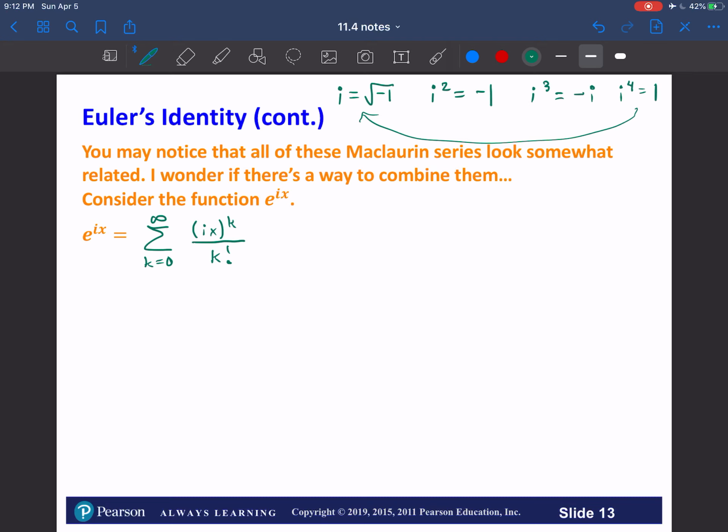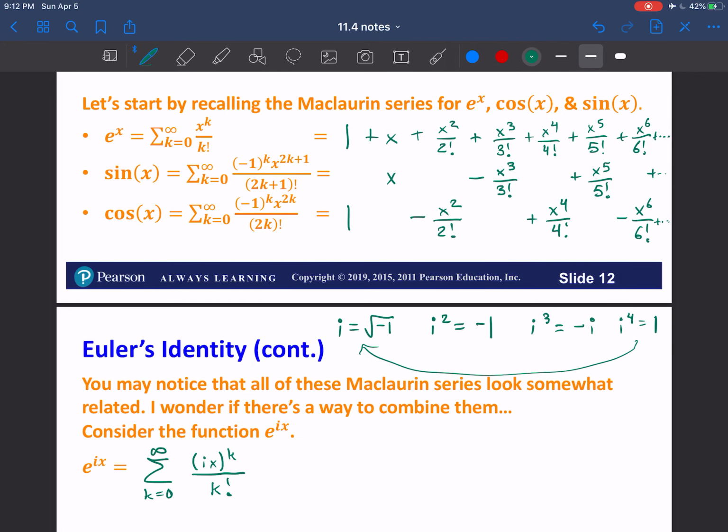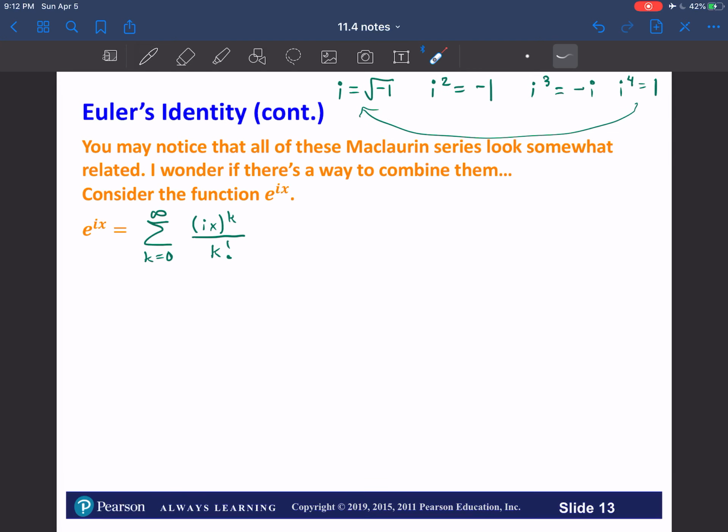So remember that e to the x is just the sum from k equals 0 to infinity of x to the k over k factorial. So if we replace x with ix, then it's not that far of a leap to believe that this is just ix raised to the k power. It is a little bit weird that we're putting in an imaginary unit there, but we'll just run with it.